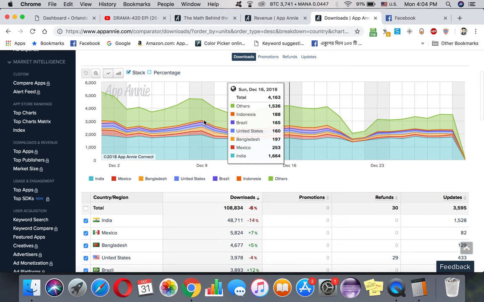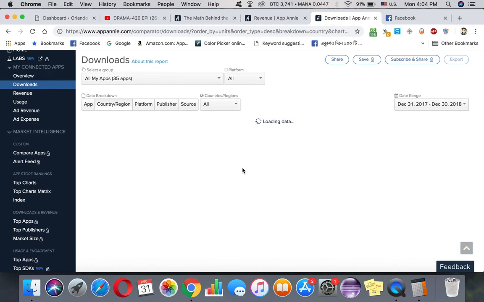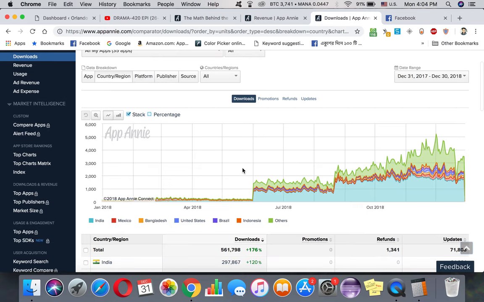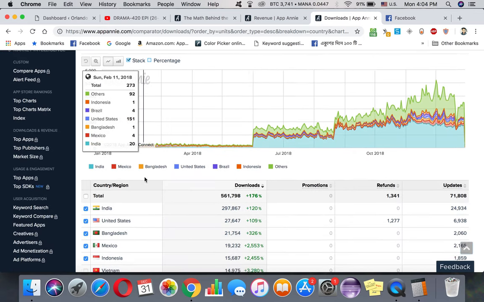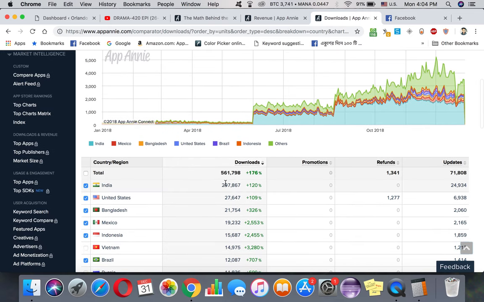The most downloads that I got in 2018 is I got 500,000 downloads in 2018. The most downloads came from India and the second place is United States. Third place is Bangladesh. I don't know why. Mexico is 19,000 with fourth place.